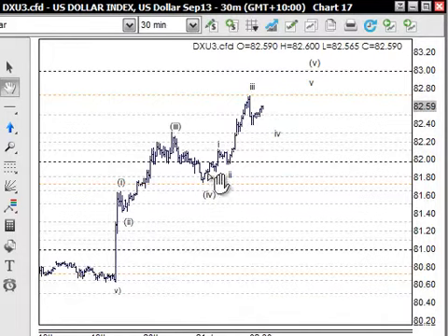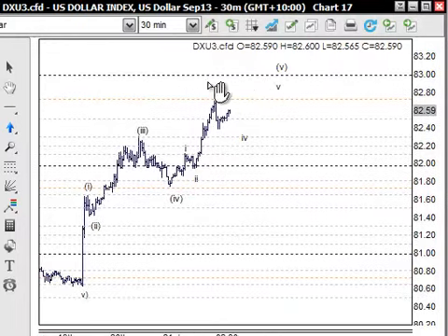So there is this 1, 2, 3, 4, and 5. So there is further upside here, but once that completes, then we're going to see a larger move, a larger pattern across the 83 here, a larger correction.